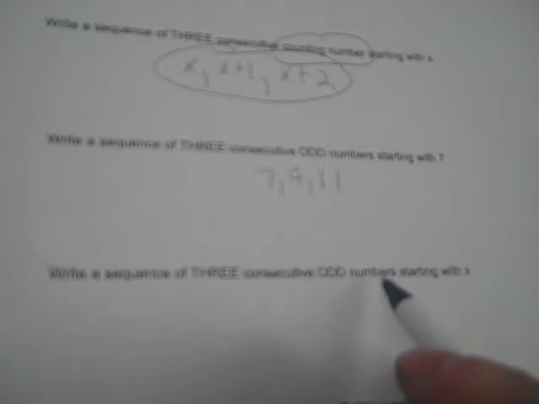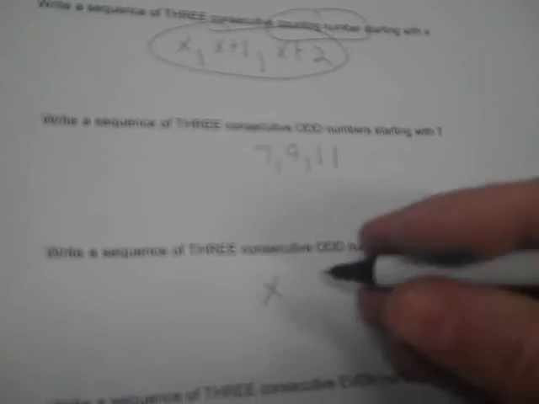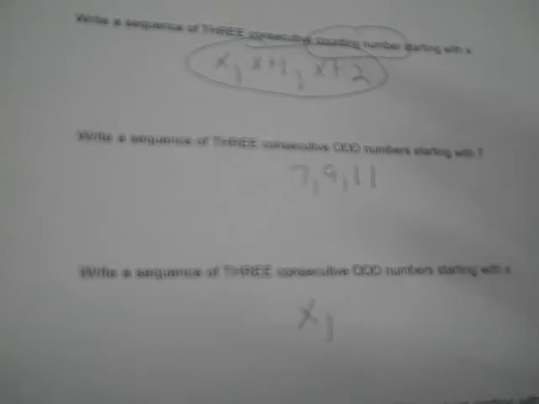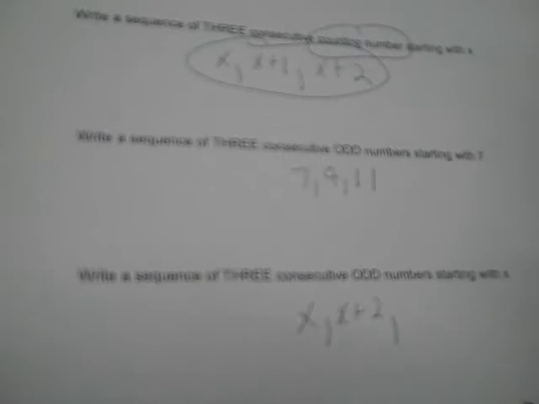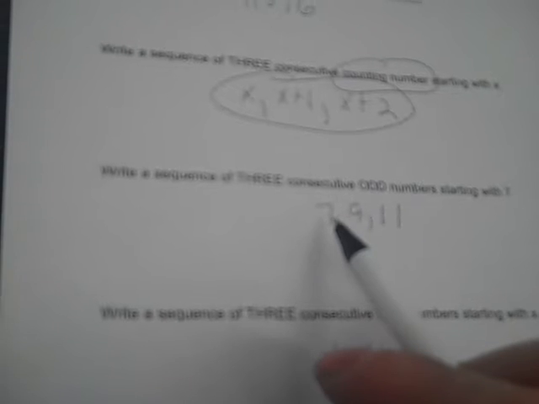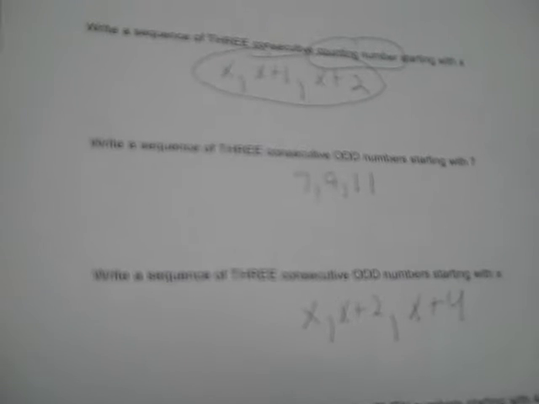Write a sequence of 3 consecutive odd numbers starting with 7. Now it's odd numbers, so that's harder. I mean 7, 9, 11. 3 consecutive odd numbers starting with X. So again, 7 can be like our X. Now, how many units is 9 ahead of 7? It'd be 2, so X plus 2. Now, how many units is 11 ahead of 7? Not 9, back to 7. It's 4 units ahead of 7, so that's X plus 4.